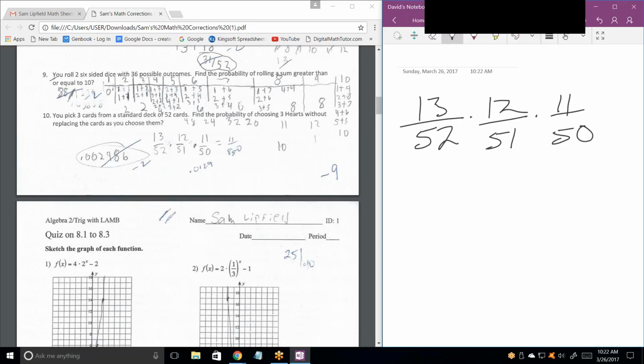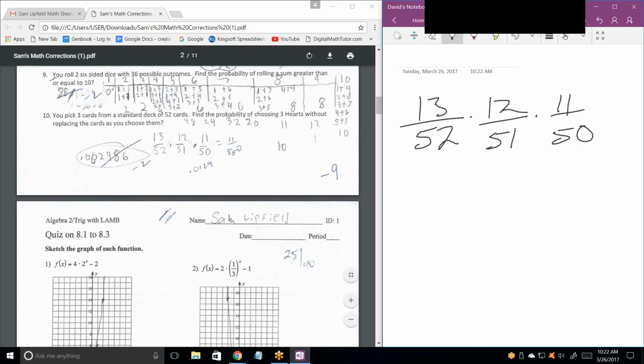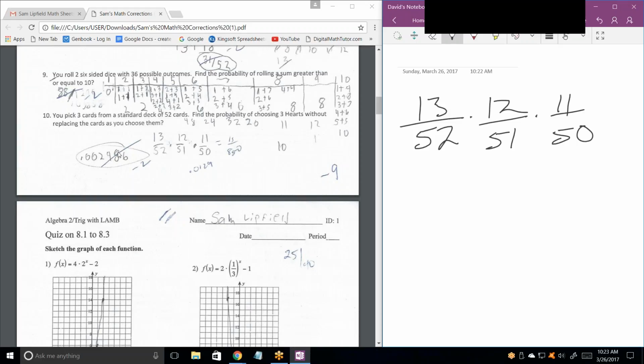Why did we lose points on this? That's where you stopped writing? No, you put your answer down. Is that not the correct answer? And let me do it real quick on my calculator. 13 times 12 times 11 divided by 52 divided by 51 divided by 50. I get 0.00129.